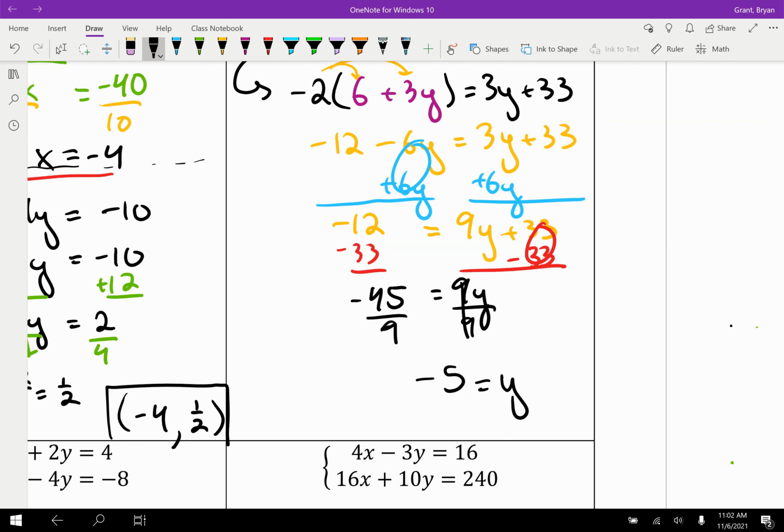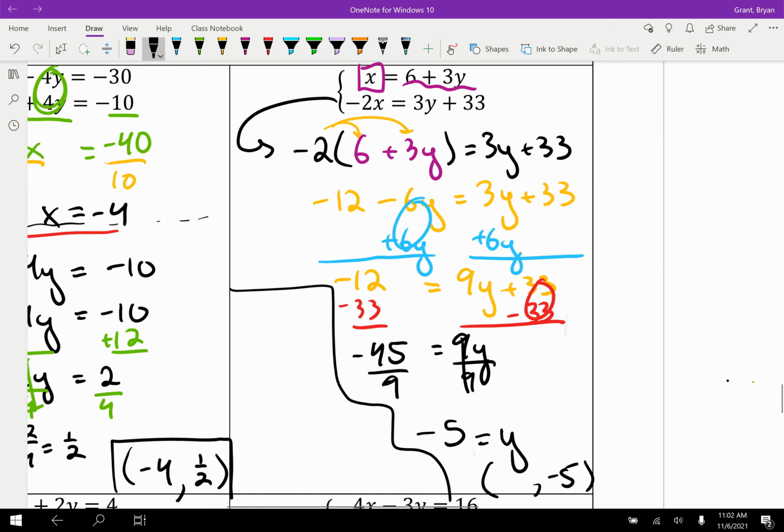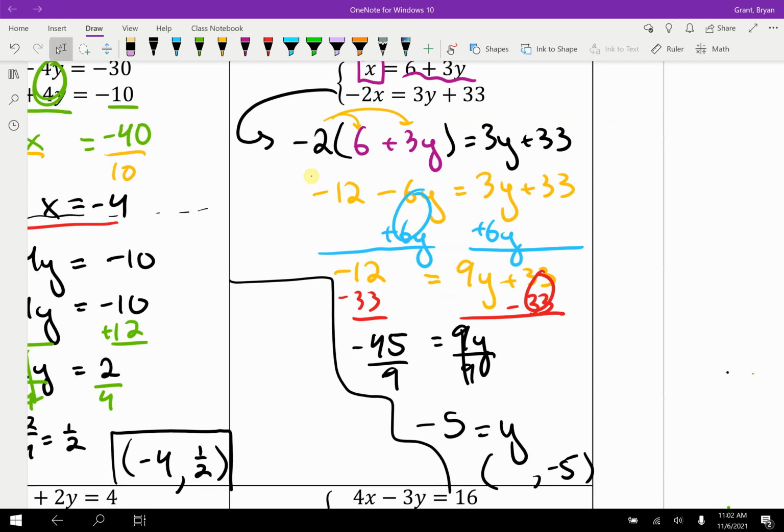Once we find the y values, we know that the y is negative 5. We need a little space. We'll use this over here. And we need to find the x. Luckily, we know the x equation is 6 plus 3y. And since we just found y, we can replace the y with negative 5. Looks to me like we get 6 minus 15. And that should bring us to negative 9.